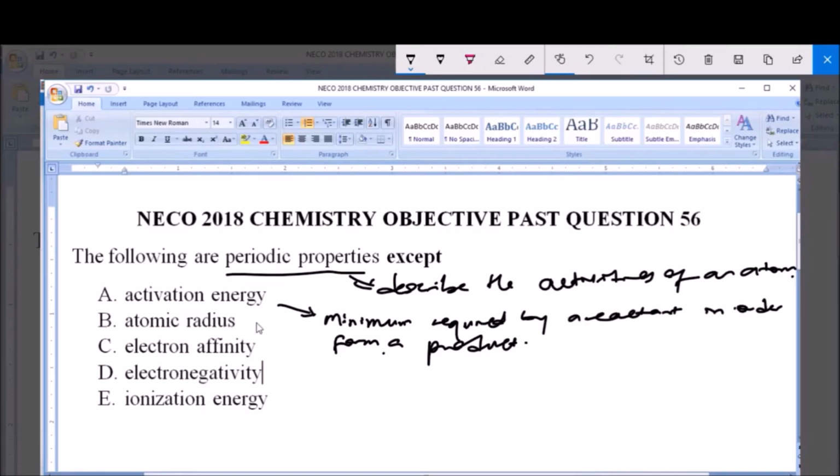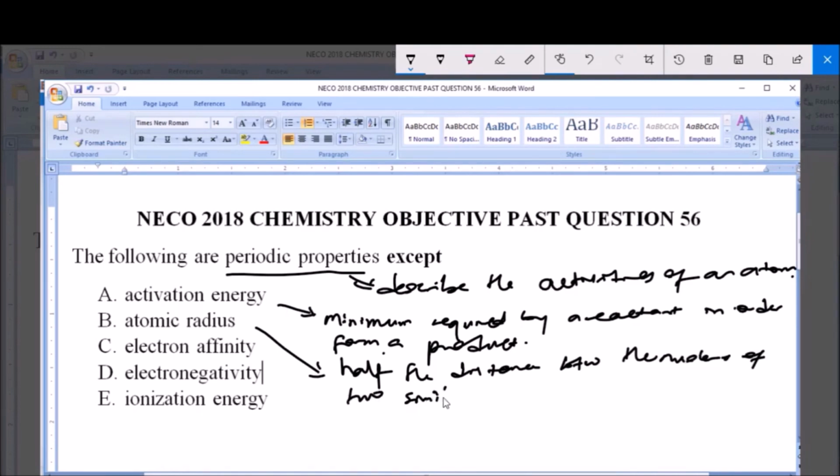But now, looking at option B, atomic radius. Atomic radius can simply be defined as half the distance between the nuclei of two similar atoms. Let's say, for instance, we have two atoms like this, and this is the nucleus of this atom. Now, this is the distance between these two nuclei. Half this distance is what we call the atomic radius.